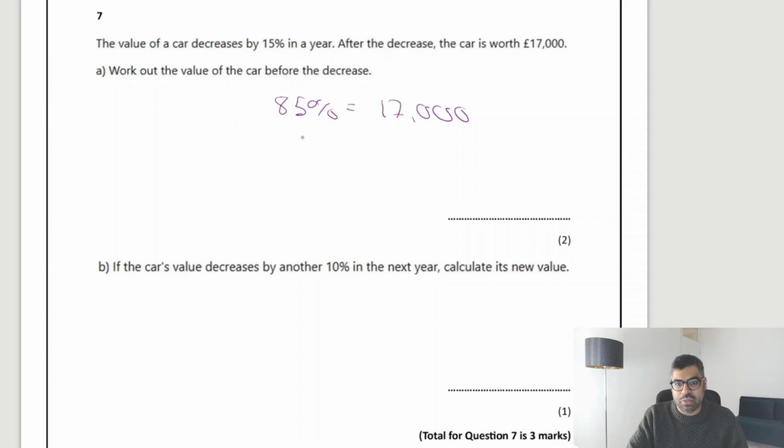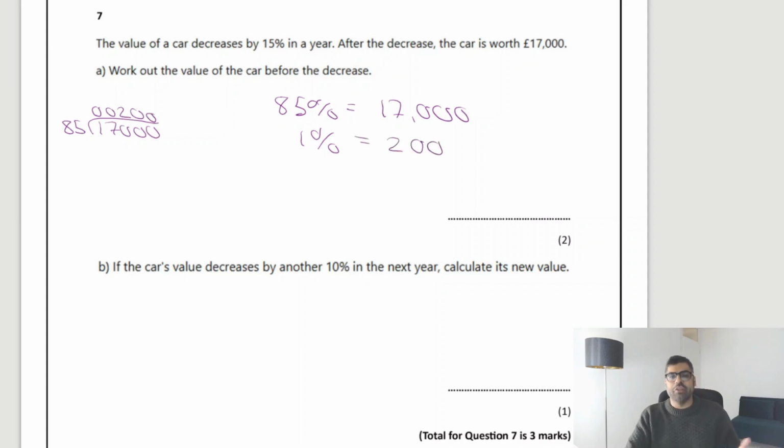So in order to work out 1%, we're going to need to take 17,000 and divide it by 85. So I'll do that just on the left here, so you can see the steps. 85 doesn't go into 1, it doesn't go into 17 rather, but it does go into 170, it goes into 170 twice, and then it doesn't go into 0 and 0. So 1% is equal to 200.